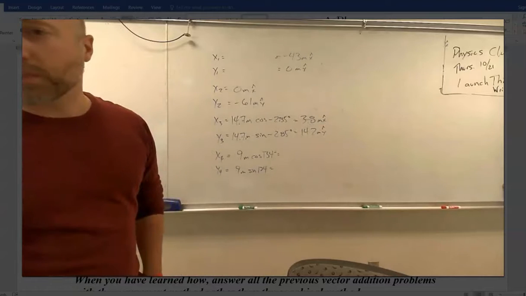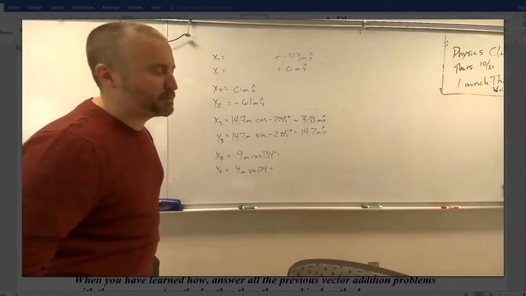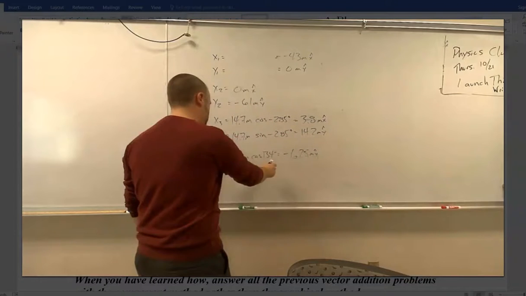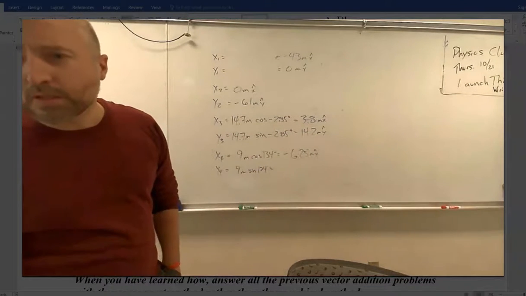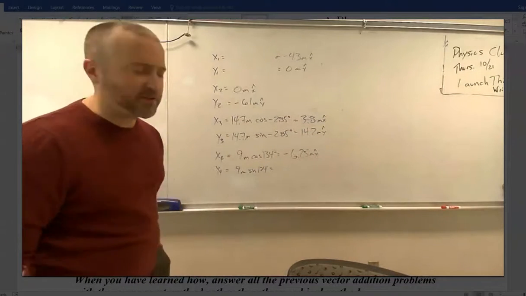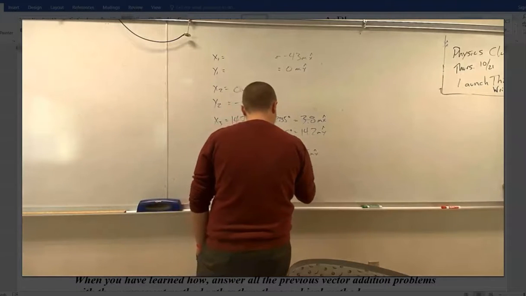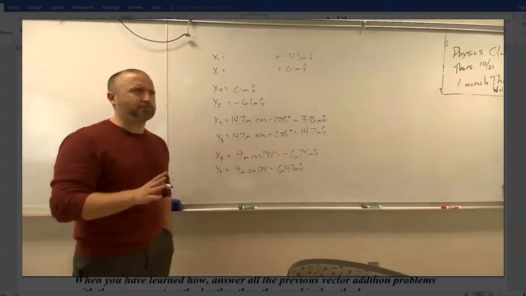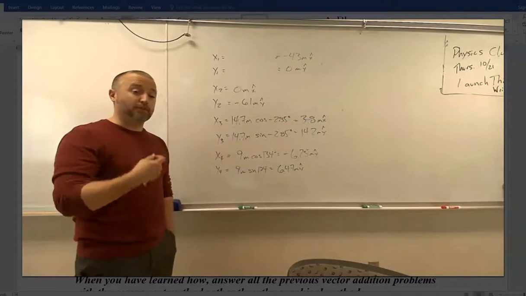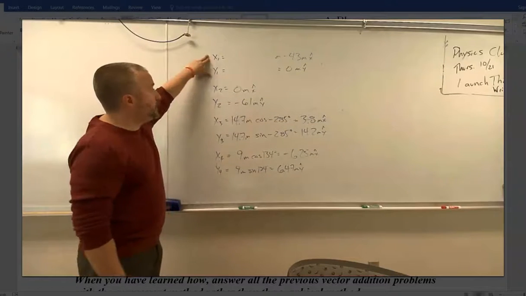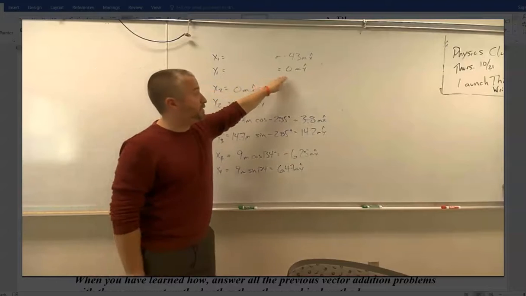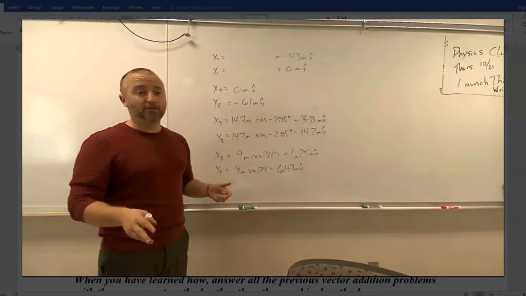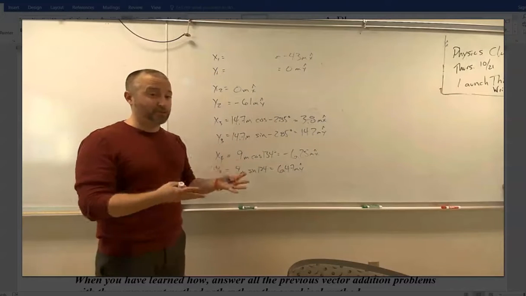This should be negative 6.25 meters x hat. And this should be 6.47? Yeah, meters y. So the first thing that we do in any kinematics problem, any component vector addition, is we take each vector and we split it into its component form. How much is going in the x and how much is going in the y.